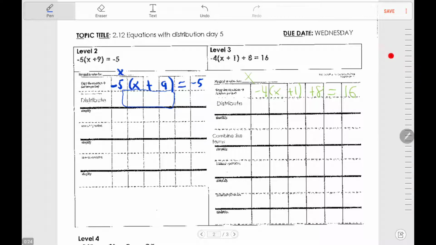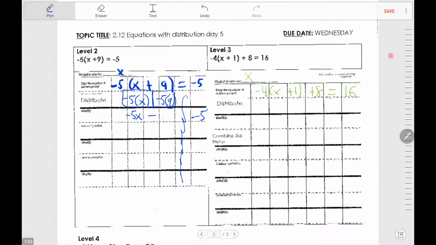Okay, one side is going to have -5 times x, and the other is going to have -5 times 9. Alright, now let's squiggle this down. So I have -5 here. And alright, let's distribute. That means multiply. So -5 times x is -5x. And -5 times 9 is -45.